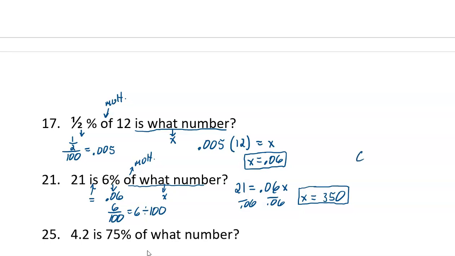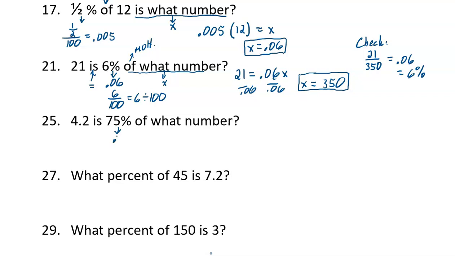Remember, there's a way to check the answer if you understand the relationships of the numbers. 21 out of 350 is what percent? Is it 6%? So let's go 21 divided by 350. That is the decimal 0.06, which is 6%. Now, if you don't really understand the relationships of the three things in the problem, then doing the check might be difficult as well.